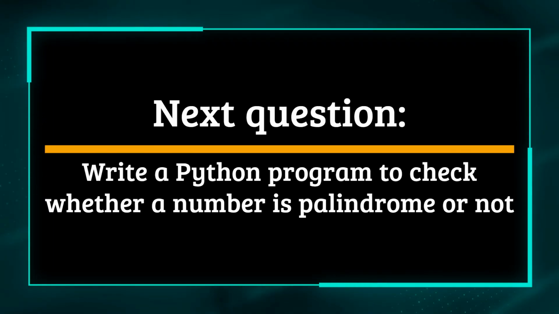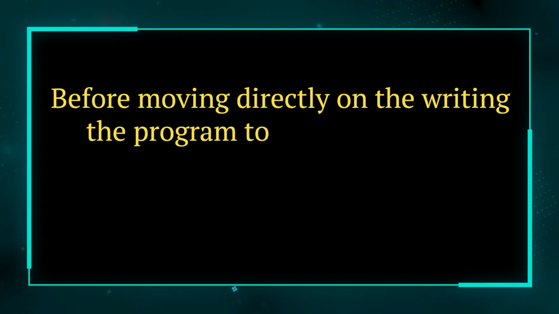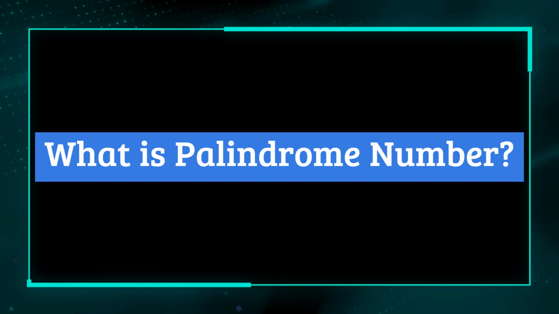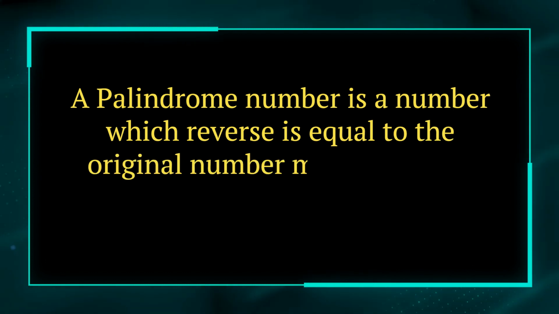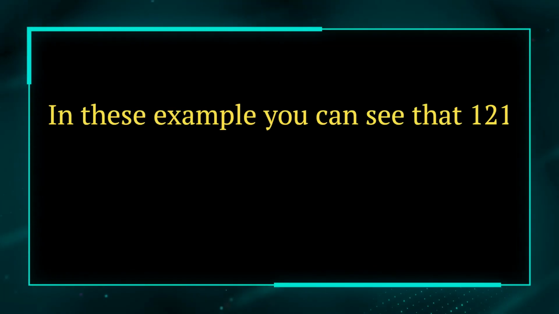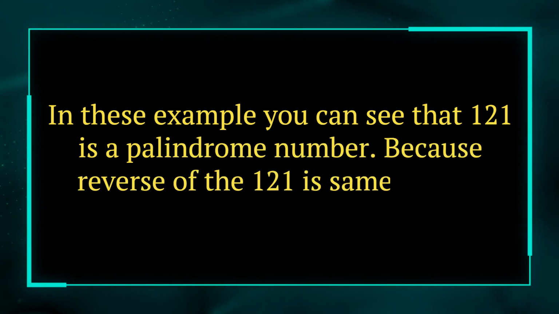Next question. Write a Python program to check whether a number is palindrome or not. Before moving directly on to writing the program to check whether a given number is palindrome or not, you should know what a palindrome number is. A palindrome number is a number whose reverse is equal to the original number. For example, 121, 111, 1223221, etc. In these examples you can see that 121 is a palindrome number, because the reverse of 121 is the same as 121.